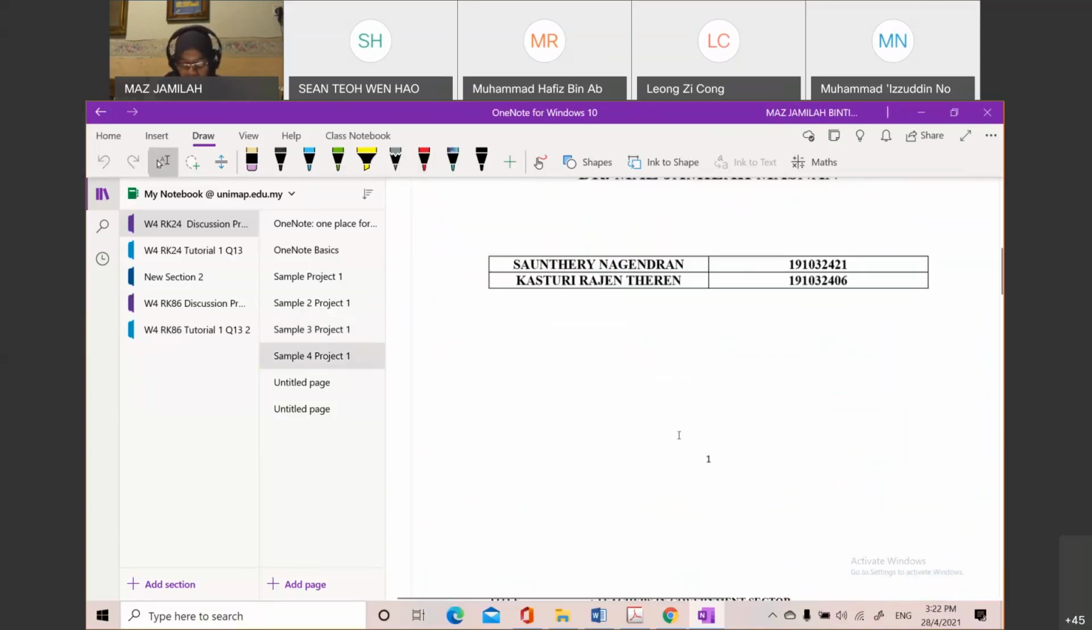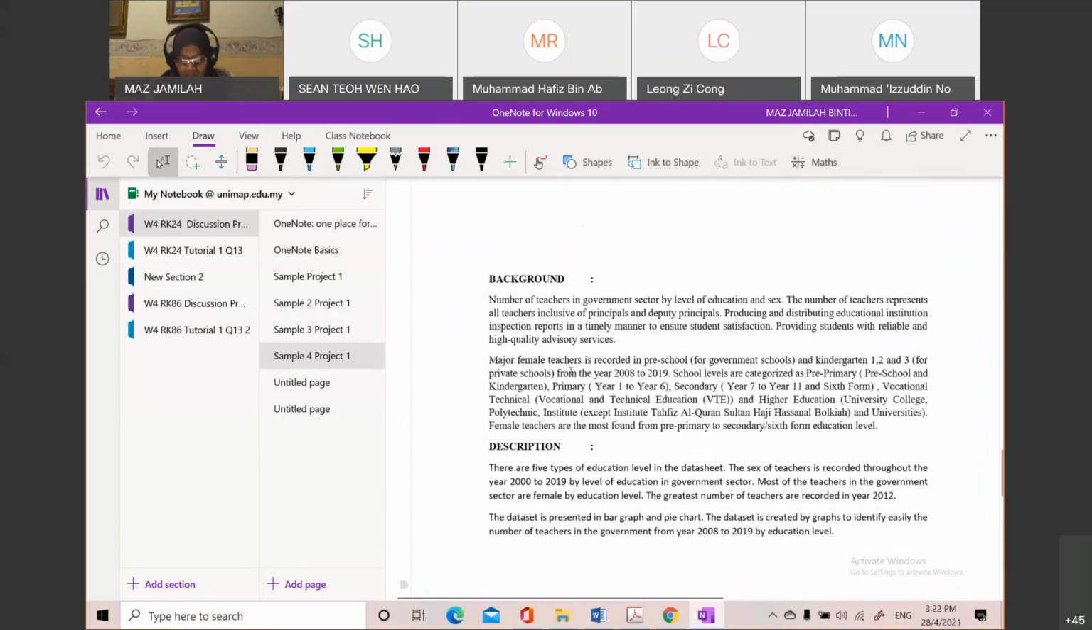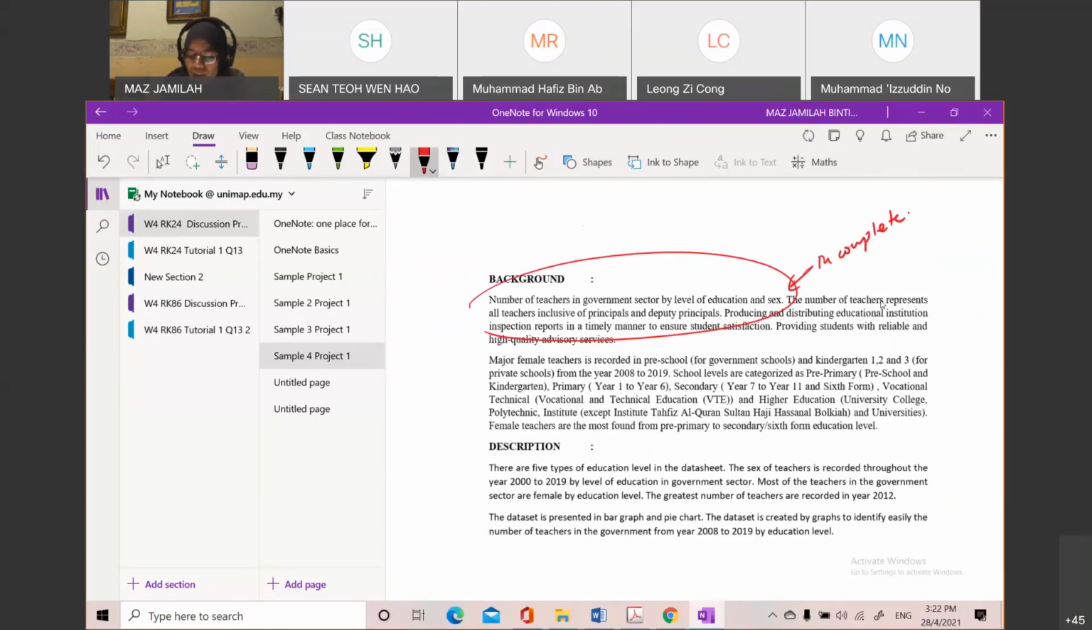Sample number 4. Now, this particular student's background is number of teachers in government sector by level of education and sex. What are you talking about? So the story is incomplete. Where do you talk about this? Where? Who? Why? How? Relate to these questions so that it can be the background of your project. Where do you talk about this?